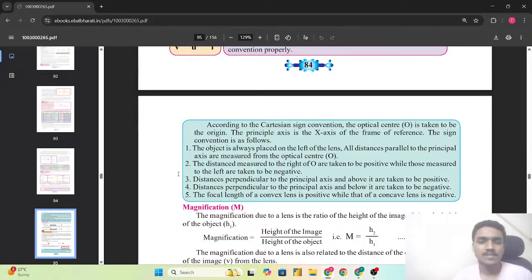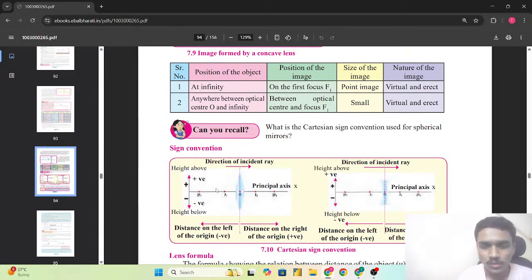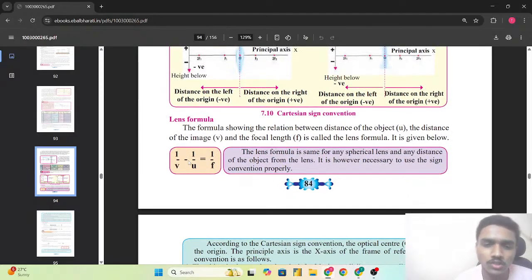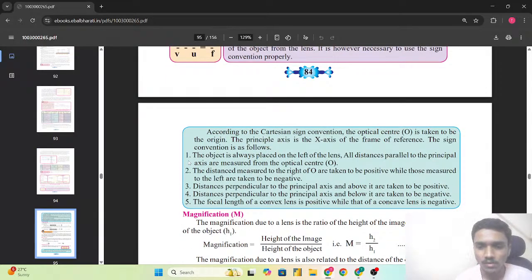Third point is distances perpendicular to the principal axis and above are taken to be positive, और जो भी distances principal axis के upward direction में होंगे, we are going to consider all such distances as positive, और जो भी distances below, towards the perpendicular of the principal axis, all those will be considered negative. और एक जो important है, that is the focal length of the convex lens, वो positive होगी, and the concave lens focal length will be considered as negative.